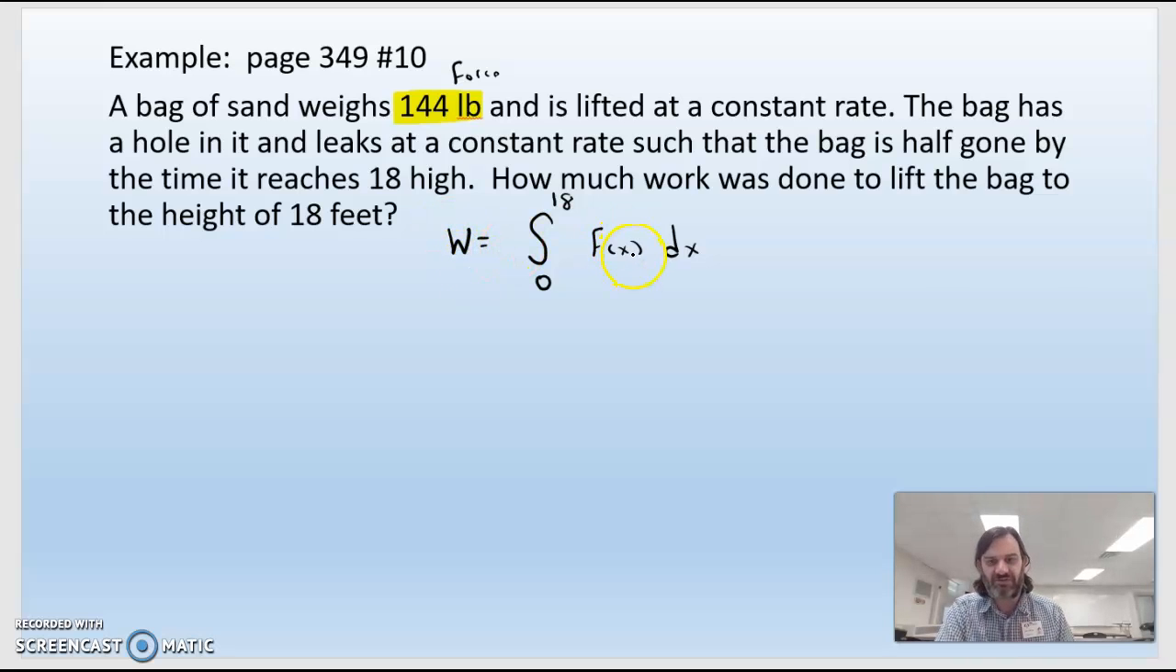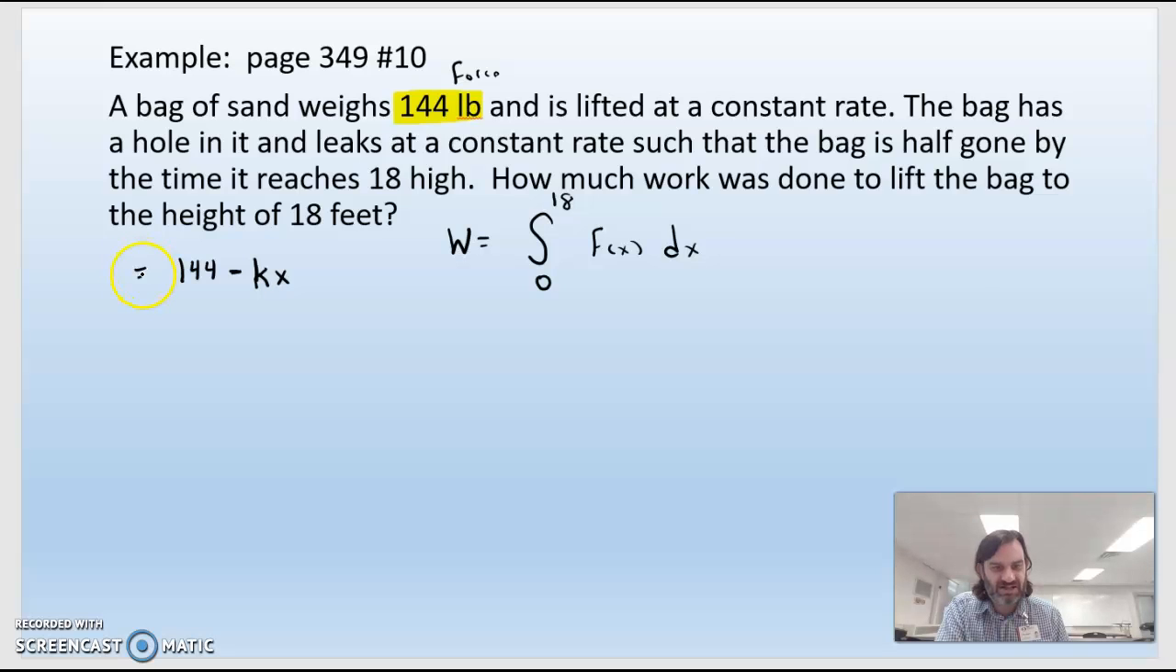But we don't know our force function. So what do we know? We know that it starts off being 144 pounds and it's leaking at a constant rate. So that means we're going to subtract off some of the weight, and that weight would be some constant times however far it's moved. If we knew at what rate it was leaking out, the k, we'd just multiply how far we moved it, and that would tell us how much has leaked out. And if we take that from 144, that would tell us how much is left.